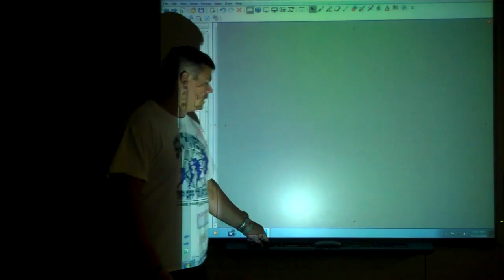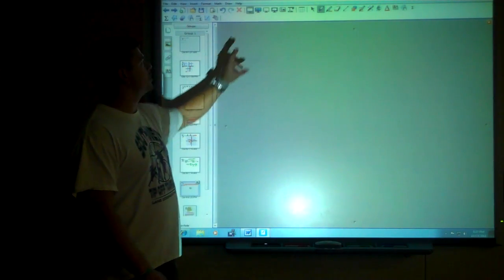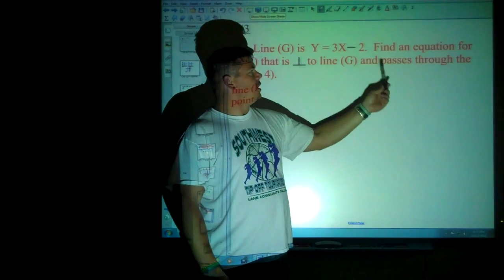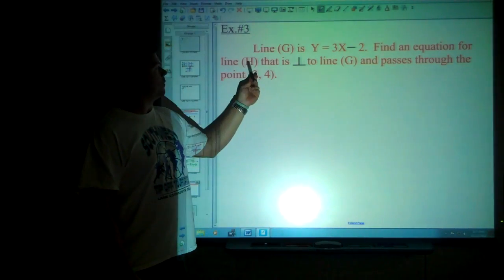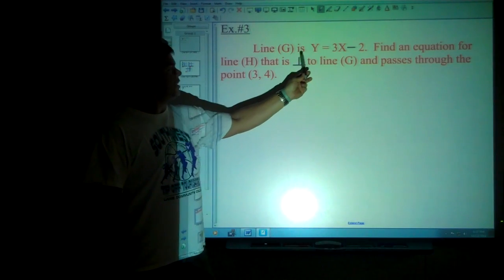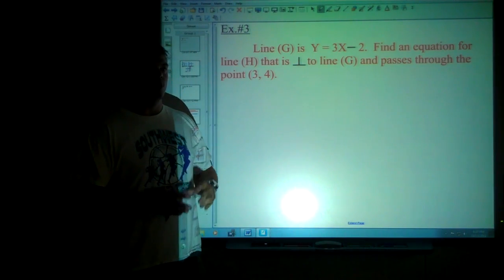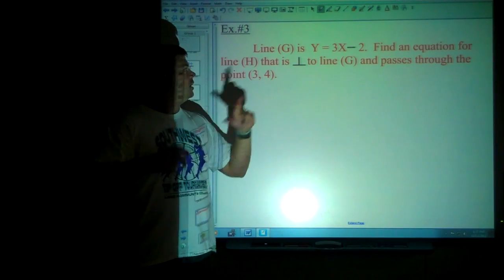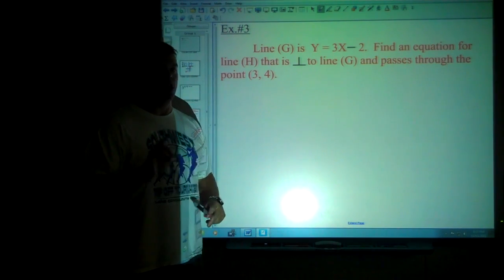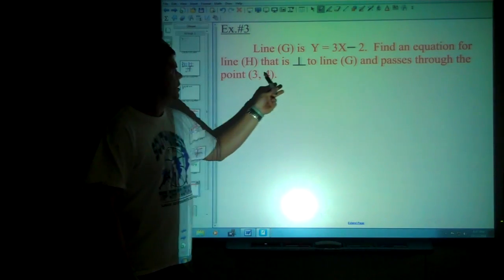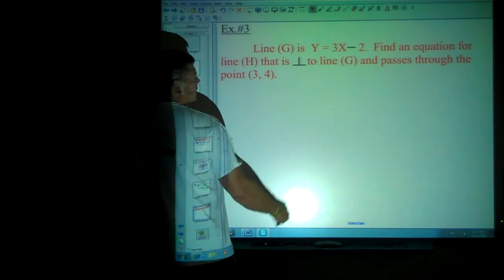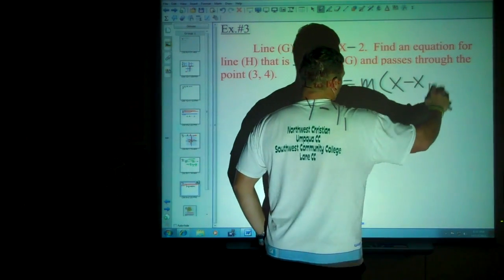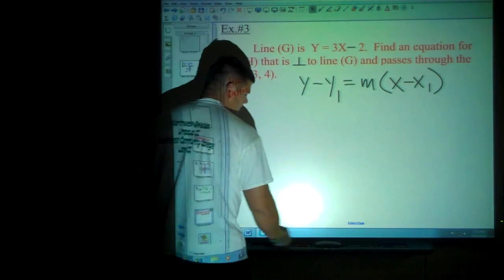It's pretty crucial. All right, lastly, this one's tough for people. We have line G that has this given equation. We want to find another equation for a line we're going to label as H that is perpendicular to line G. In other words, whatever the slope of our new line H is has to be the opposite reciprocal of whatever the slope is in line G, but it also has to pass through this coordinate. If we're going to have that, that means we're going to use y minus y sub 1 equals m times x minus x sub 1, point-slope form again.